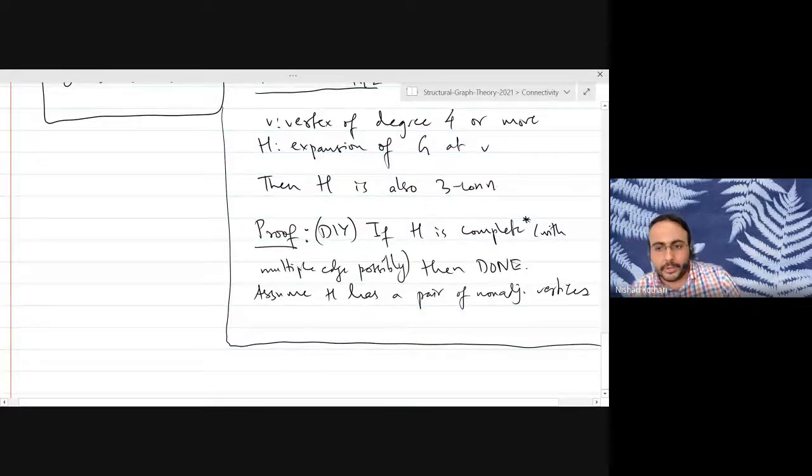And now you need to show that H cannot have a 2 vertex cut or a 1 vertex cut. Clearly the graph will be connected. If you do this operation, you will not be able to disconnect the graph. That should be fairly easy to see. So all you need to show is that there can't be a cut vertex or a 2 vertex cut. Otherwise the original graph will not be 3 connected.